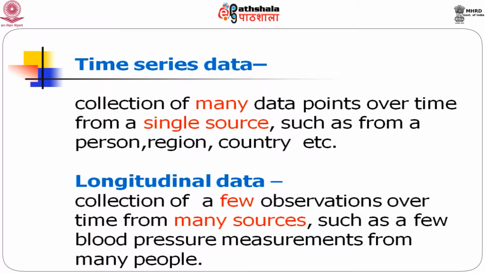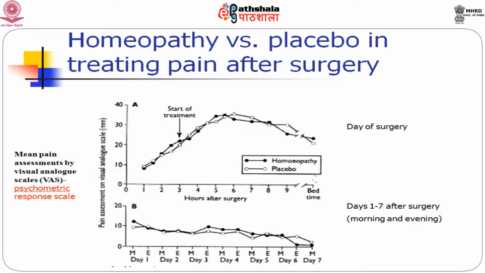Such as a few blood pressure measurements from many people. Like in a pathological lab, blood pressure measurements are collected from many people and observed over subsequent points of time, three or four points of time. So, this is basically longitudinal data. All right. So, let us go through some examples to motivate where longitudinal data is used.